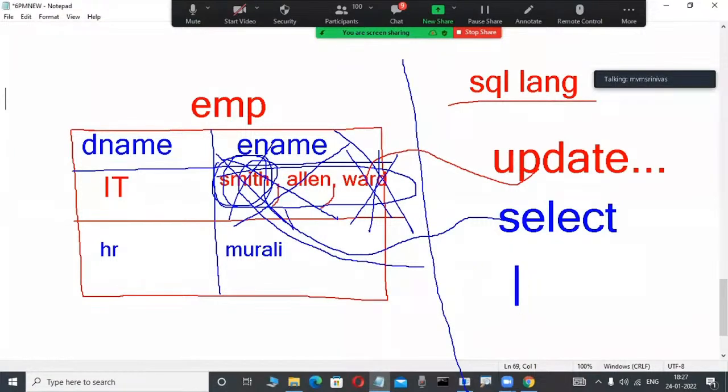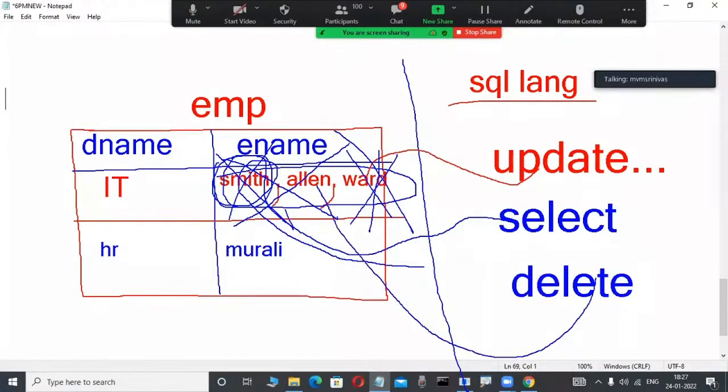Again, now here, delete. Now here I try to delete a single value from these multiple values. Allen is a single value I want to delete from these multiple values. Syntax is not there. That's why it is not recommendable.